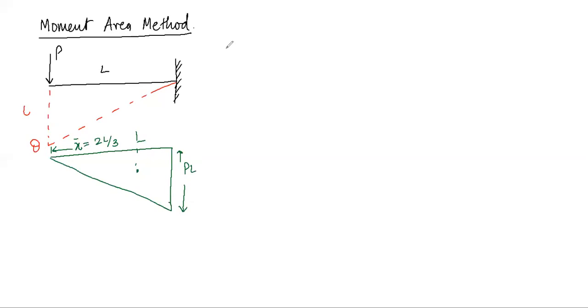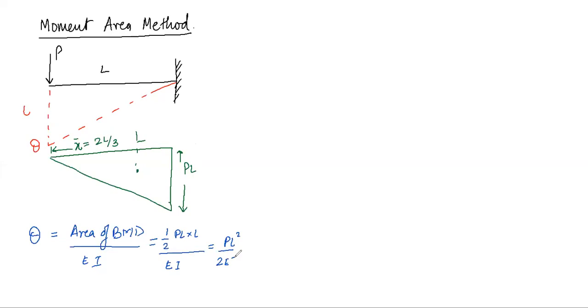In this method, the slope to be calculated is the area of the bending moment diagram upon the flexural rigidity, right? What is the area of this bending moment diagram? Half into length, that is L, into height. So half of PL into L, upon EI. So this equals PL square upon 2EI, and this we have already derived in double integration, right?